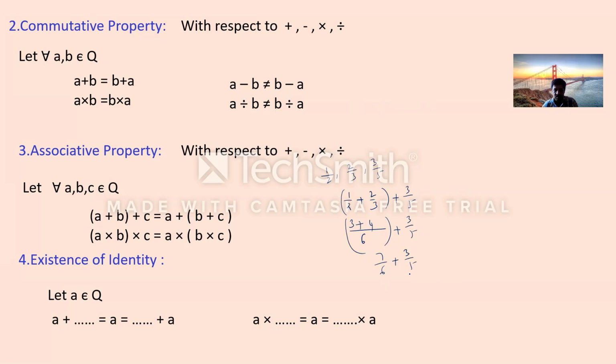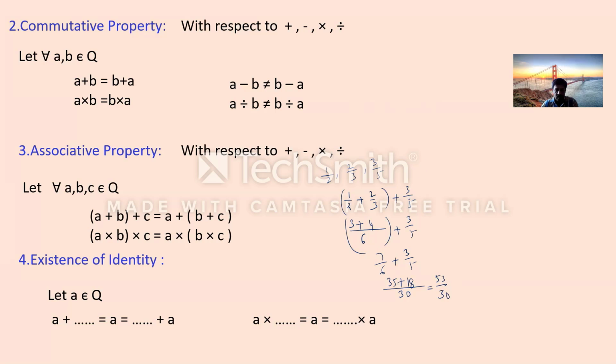Now 7 by 6 plus 3 by 5. Here the LCM of 6 and 5 is 30. How many times of 6 is 30? 5 times. Now 5 into 7, 35. Plus how many times of 5 is 30? 6 times. 6 3s are 18. Now 35 plus 18, 53 by 30.